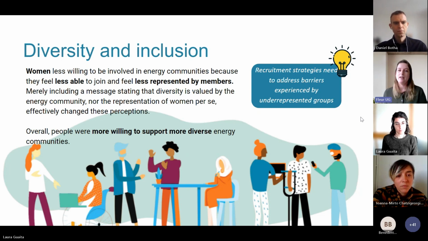And it seems that there are more structural barriers for some groups to be involved. So linking back to this financial motive, it might still be that there are important financial barriers for some groups to get involved, even if they want to. And overall, we saw that people were more willing to support more diverse energy communities.